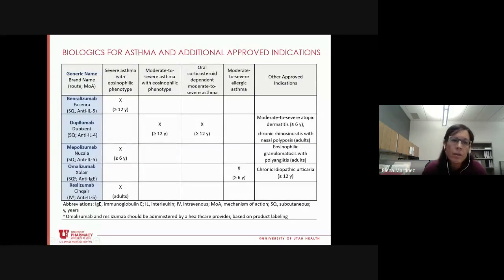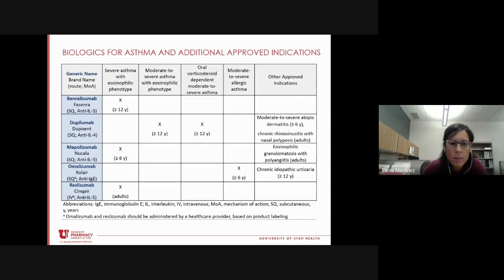This table displays the 5 monoclonal antibodies currently approved as add-on maintenance therapy for patients with eosinophilic or allergic asthma phenotypes or with oral corticosteroid-dependent asthma. These agents include 3 interleukin-5 antagonists, benralizumab, mepolizumab, and reslizumab, an interleukin-4 receptor antagonist, dupilumab, and an immunoglobulin E antagonist, omalizumab.